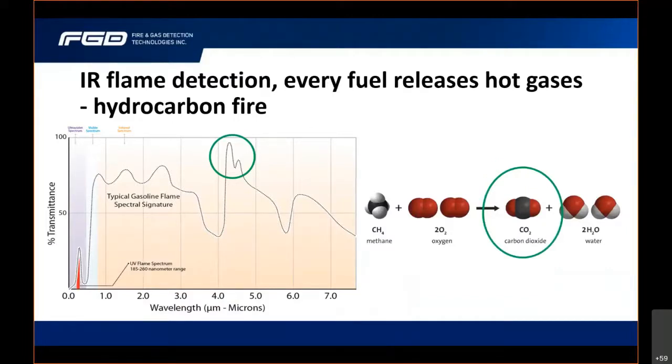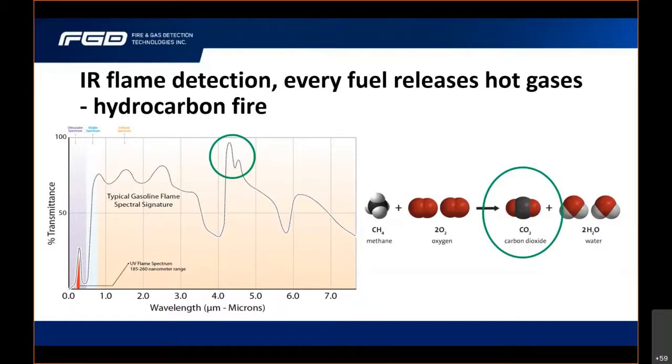So if we're working around the 4.4, 4.5 micron region, we know we are looking at the hot CO2, which is one of the products of combustion when a hydrocarbon fire is going to burn. Here we can see the chemical formula, and so what we're doing is we are utilizing this wavelength for hydrocarbon fires, and one of the benefits is that the Earth's atmosphere actually screens out light coming from the sun at that wavelength, meaning that the detectors employing 4.4, 4.5 microns are practically speaking solar blind. So that's a real advantage with the IR3 flame detection technologies.